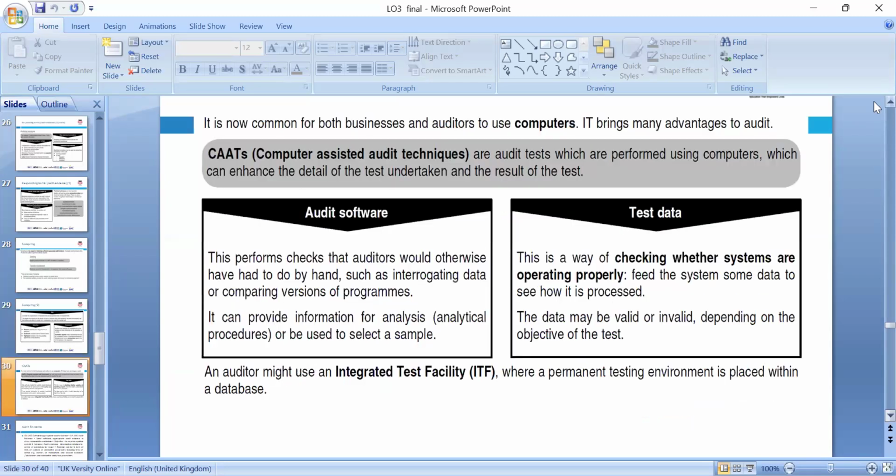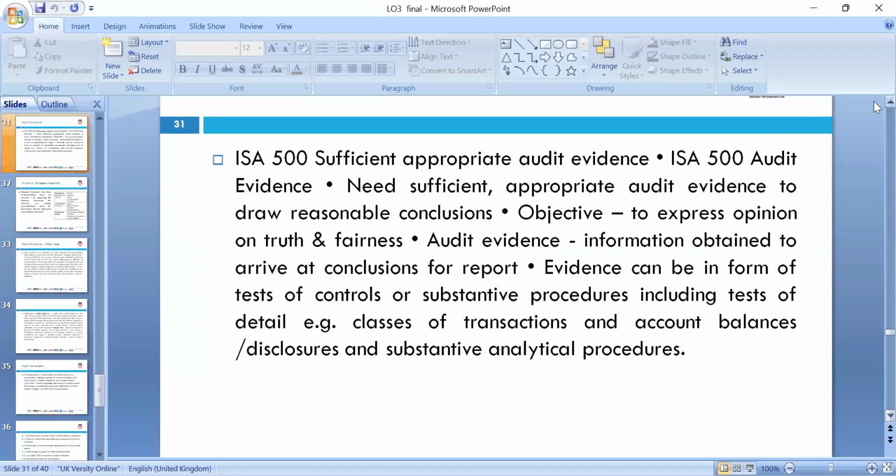So computer assisted audit techniques are audit tests which we perform using the computer, and which can enhance the detail of the test. Audit software is something we can rely on for interrogating the data and comparing versions of the program. We can check whether the system is operating properly. Integrated test facilities can be a permanent test environment, and the databases need to be looked into.